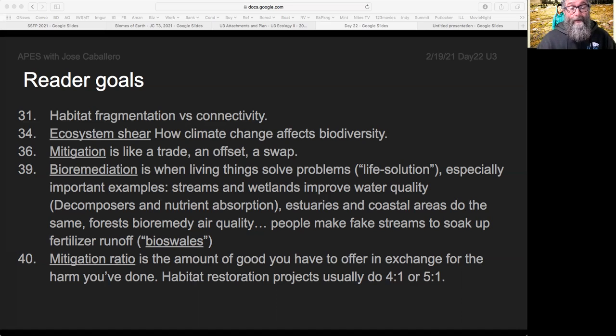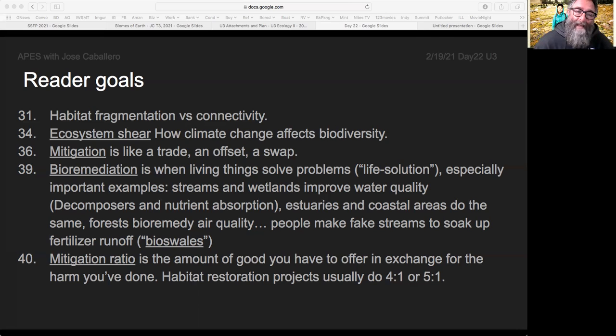What's happening here is relationships are breaking down. Species will go extinct because they lose the timing or the place that was critical to a relationship with other species. And there's a lot of those relationships. So that's called ecosystem shear, the idea that the ecosystem falls apart because all the species can respond, but they respond differently.